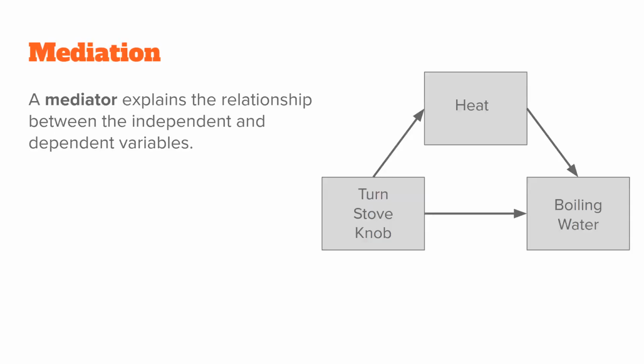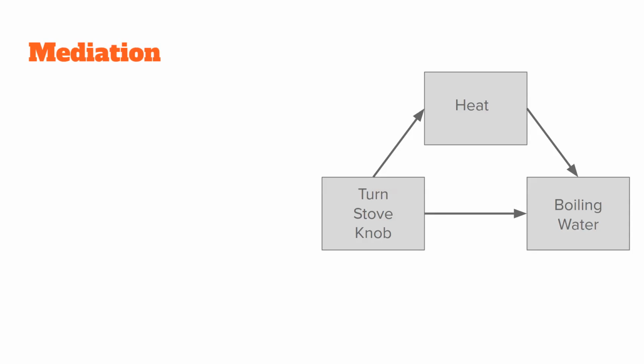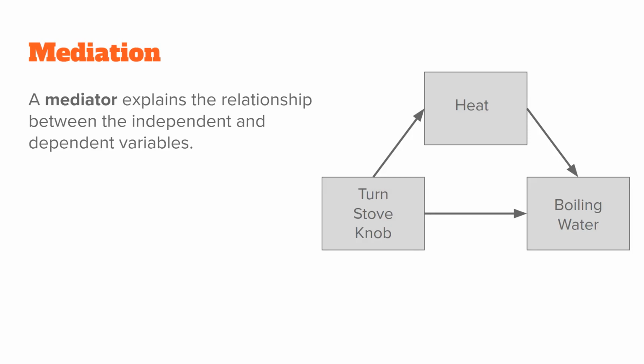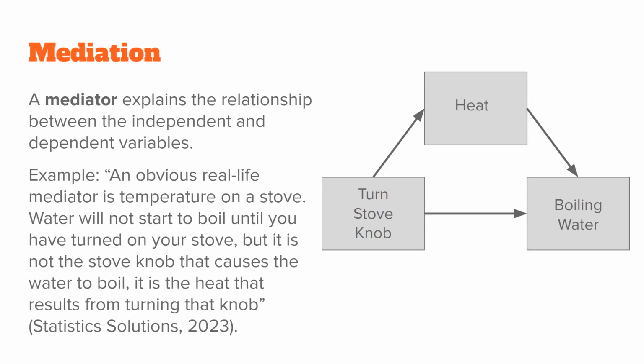The book also mentioned mediation. Mediation is something that's really difficult for people to understand. So hopefully this slide on mediation and the next one on moderation will help with that understanding. You'll want to just memorize this information because it's something that will keep coming back for you. A mediator explains the relationship between the independent and dependent variables. An example of a real-life mediator is temperature on a stove. Water will not boil until you turn on your stove. But when you turn on the stove knob, it's not actually that knob that's causing the water to boil. It's the heat that results from the turning of that knob. So when we're looking at mediation, turning on the stove knob does cause water to boil, but not directly. It is actually mediated by the heat. The heat is what causes the water to boil.